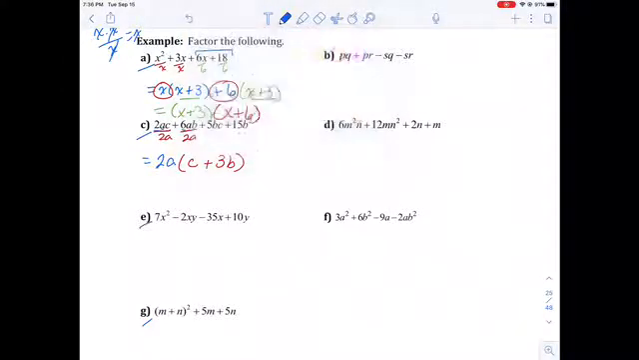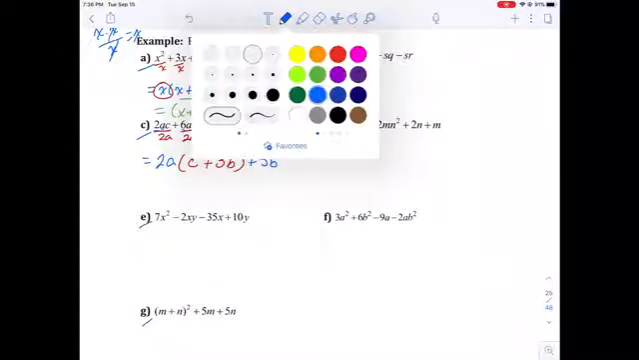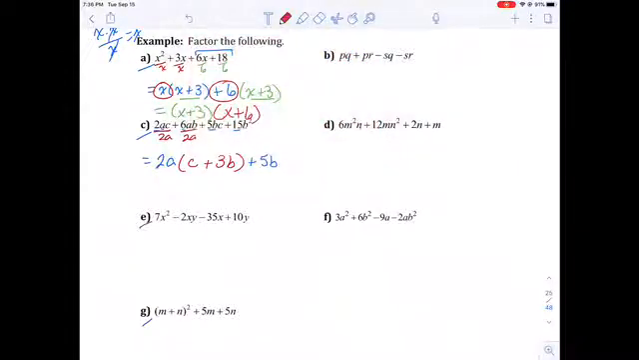We divide those out again. We get a 5b, and when I divide those both out by 5b, we get a c plus 3b. These 2 brackets should be the same, so that's a hint if I've done something wrong. 5 divided by 5 and b divided by b, I'm left with c plus 3b.